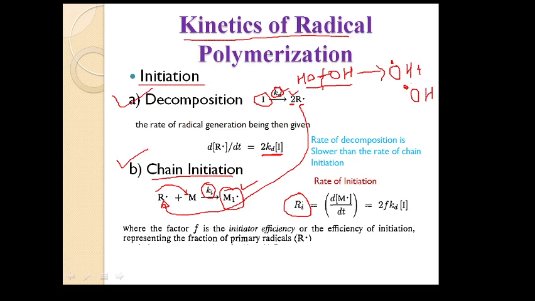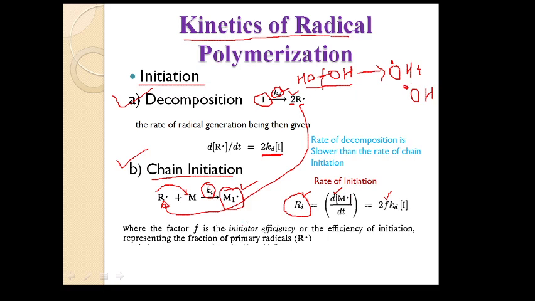So here I have represented rate of initiation is equal to rate of formation of the first active center. So instead of here 1, in general we represent d by dt of M dot. So d by dt of M dot is representing the rate of formation of monomer radicals, which is equal to 2 times f kd into I. So this is actually equal to 2 kd into I. So in this step only the f is incorporated.